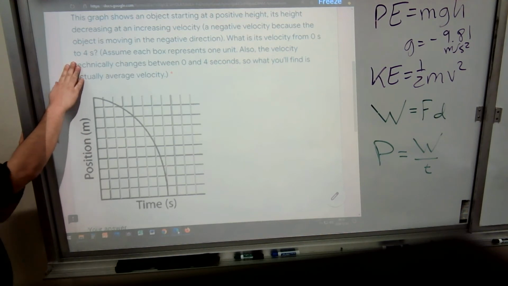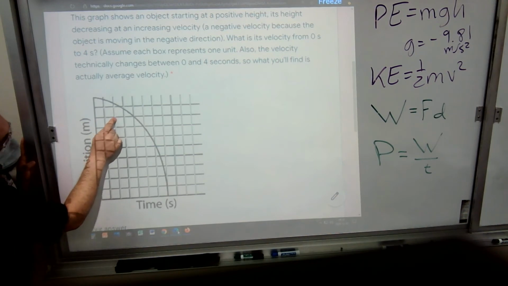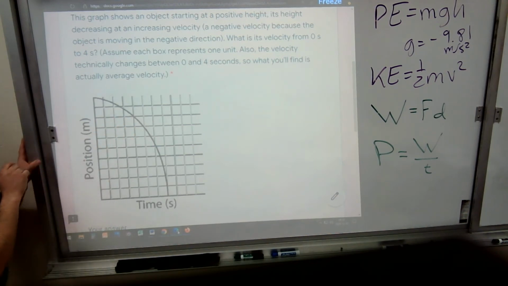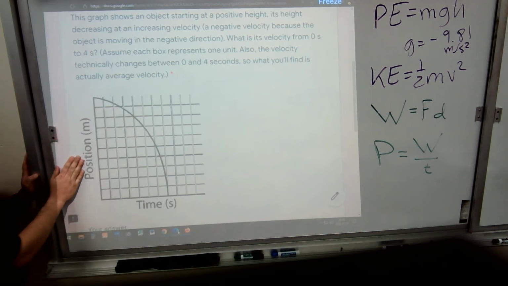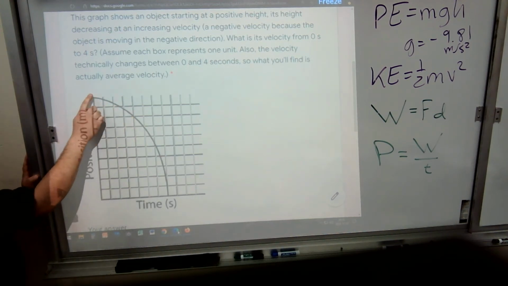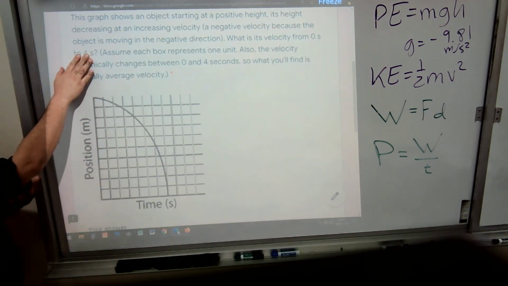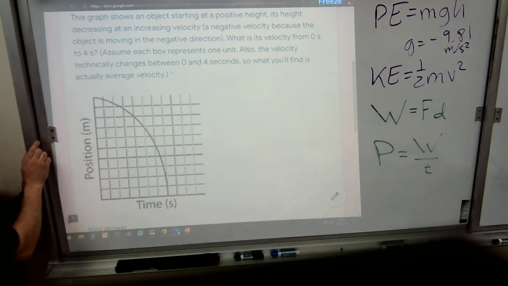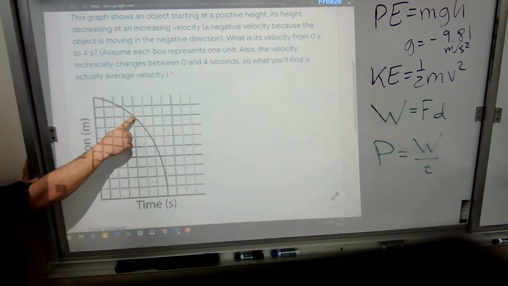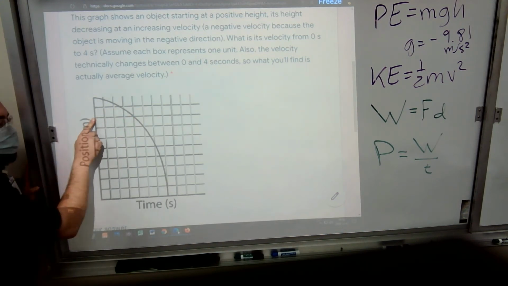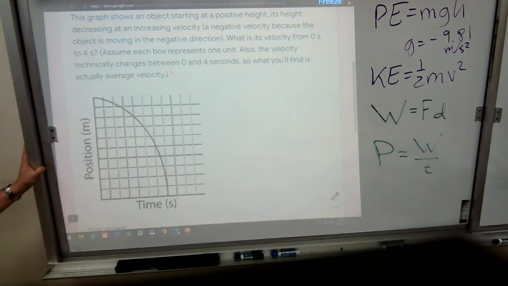This question is asking, what is its velocity from 0 to 4 seconds? So it was between 1, 2, 3, 4 seconds. It goes down 2 meters in those 4 seconds. Remember, this is position, so we can't just look at this and say it went 10, 9, 8 meters. It's asking for velocity, so we need meters per second, which means it went down 2 meters in 4 seconds. To get meters per second, we do meters divided by seconds. So negative 2 meters divided by 4 seconds makes negative 1/2 meters per second.